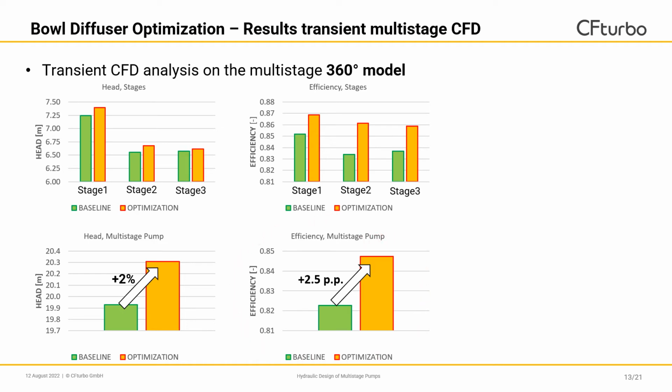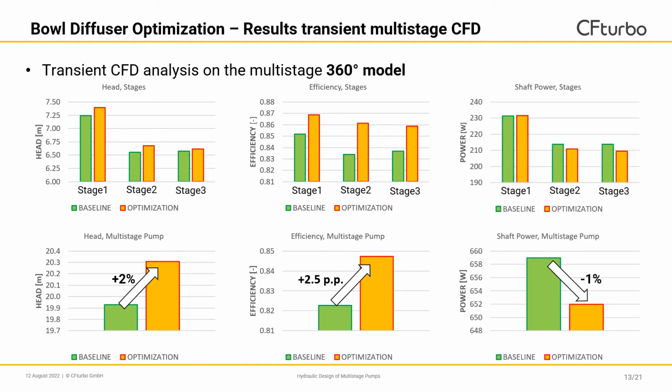And if we take a closer look at how it is distributed between the stages, you can see that comparatively stage 2 and stage 3 show larger gains compared to stage 1. If we take a look at the shaft power, you can see that we were able to reduce the overall shaft power by 1 percentage point, and you can see that especially stage 2 and stage 3 show comparatively larger gains compared to stage 1, which is the result of an improved design that also provides a more uniform flow field with a smaller circumferential velocity component.